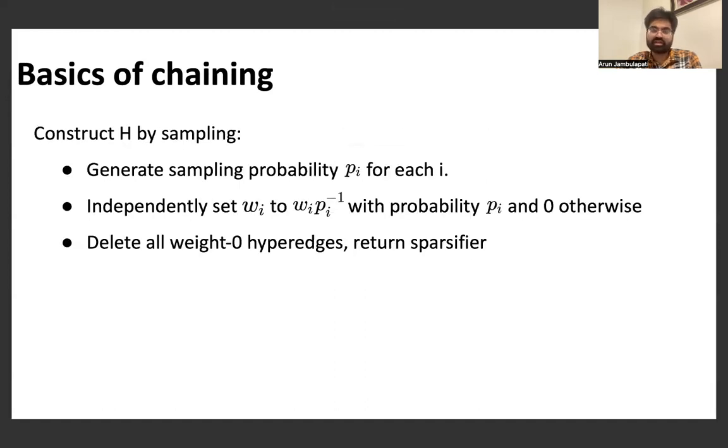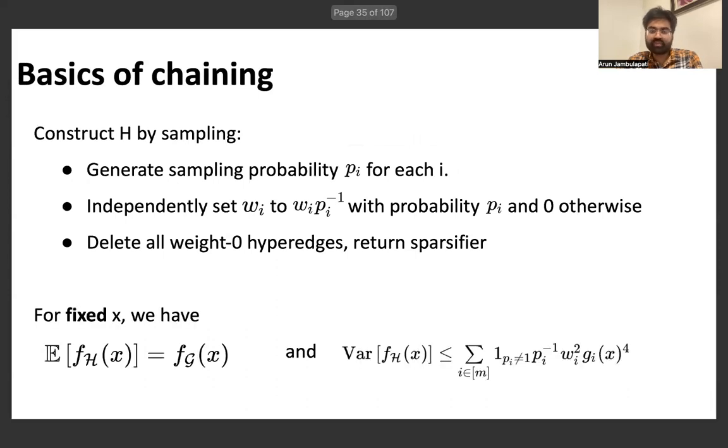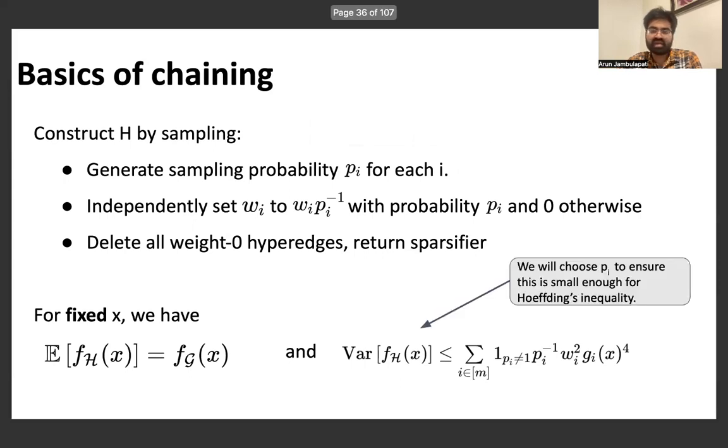Okay, so again, our prototype algorithm is going to be sparsification by sampling. And we observe that it's not too hard to show that for any fixed vector x, this procedure preserves the hypergraph energy in expectation, and the variance of the sampling process is bounded as follows. So our main goal here is going to be to choose these p_i's, these sampling probabilities, to be small enough such that this variance bound is compatible with Hoeffding's inequality. And thus, we're able to show that with high probability for any fixed vector x, the hypergraph energy is preserved.